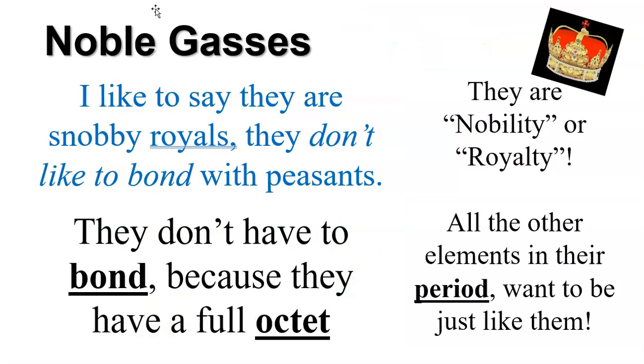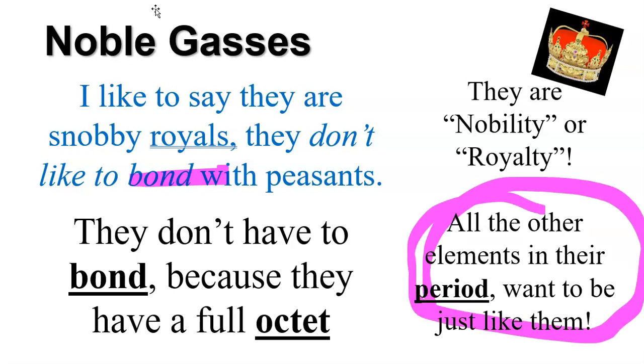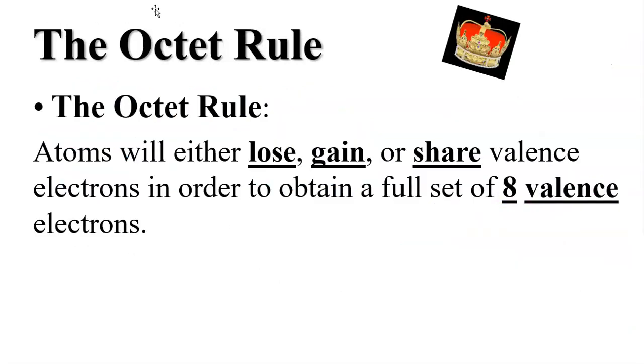Okay, so we like to say that they're snobby royals. They don't like to bond with peasants, so they don't need to bond because they have a full octet. They are nobility or royalty, and all the other elements in their period want to be just like them. Okay, so remember your octet rule. Atoms will either gain, lose, or share valence electrons in order to obtain a full set of 8 valence electrons.